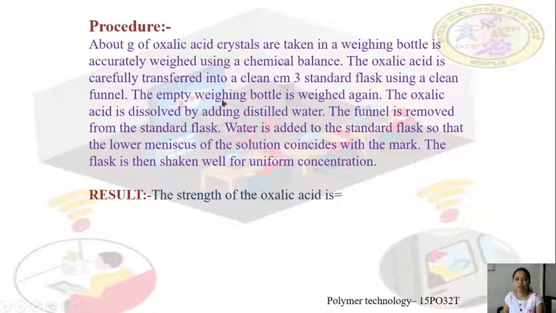The empty weighing bottle is weighed again. The oxalic acid is dissolved by adding distilled water. The funnel is removed from the standard flask. Water is added to the standard flask so that the lower meniscus of the solution coincides with the mark. The flask is then shaken well for uniform concentration.